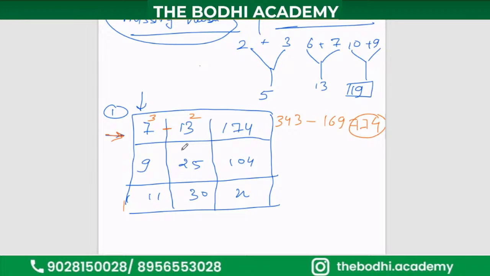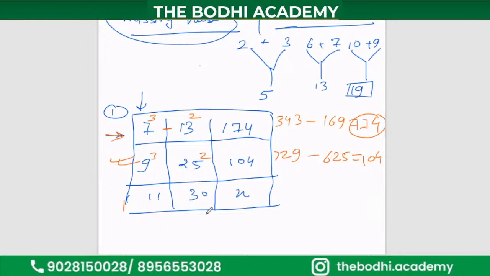So are we getting the same thing using the same logic in the second line also? Let us see. 9 cube minus 25 square. 9 cube is 729. For this, you have to remember the cubes. That's why we tell you to remember the cubes till 15 and the squares till 30 thoroughly. 729 minus 625 is 104.